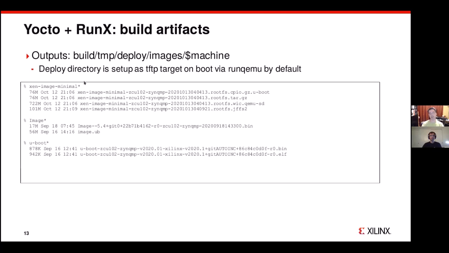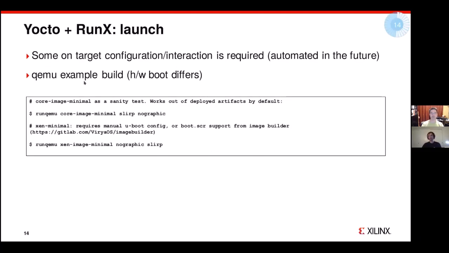I'm highlighting here that we built in that configuration multiple different types of images out of the packages. You also would get the kernel, the boot image, which is about 17 megabytes compressed and 56 megabytes in this image.ub, which is defined in meta-virtualization to make sure it's U-Boot compliant, if you will. And finally, we also built U-Boot, and that's much smaller. So from what I said before, you get the bootloader, the kernel, and the minimal host image, everything that you would need in order to deploy the system out of the single build. All right. There is some target configuration interaction that is required.